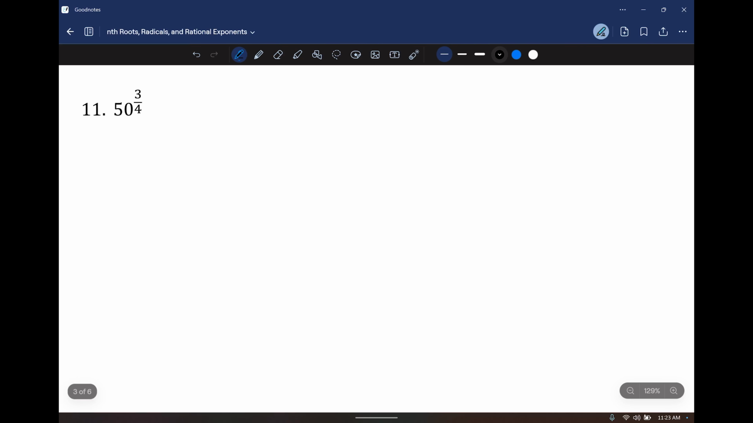All right, on number 11, 50 is not a perfect fourth root. So on this one, I know I'm not going to get a nice integer. So I'm just going to change this to the fourth root of 50 raised to the third power. Remember, you could also put that 3 inside and do 50 to the third. Either way it comes out. I'm just going to plug that in my calculator as is, and that gives me 18.8.